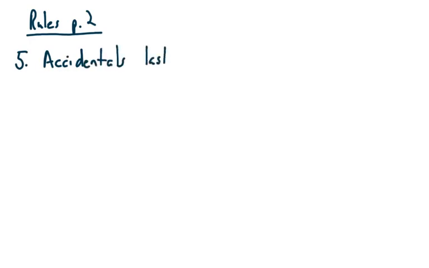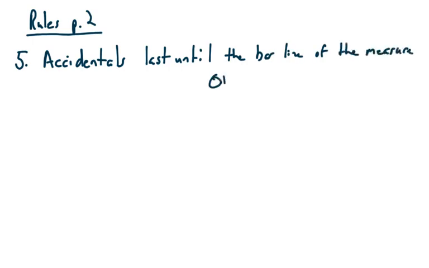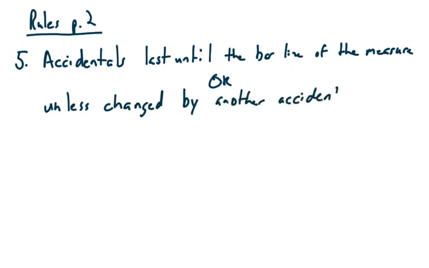Accidentals last until the bar line of the measure, or unless changed by another accidental. Okay, so what this means is this.